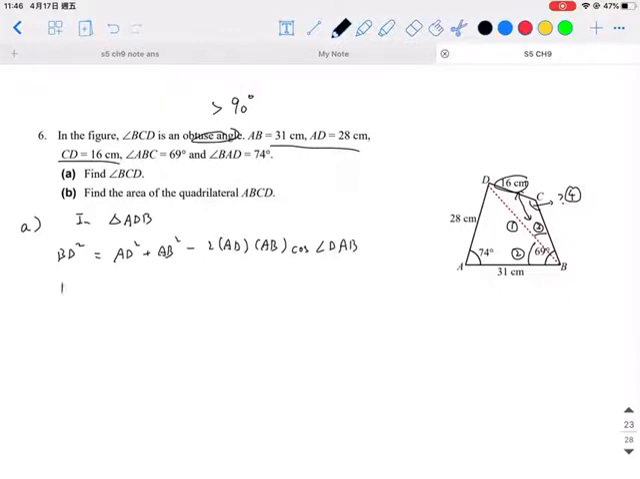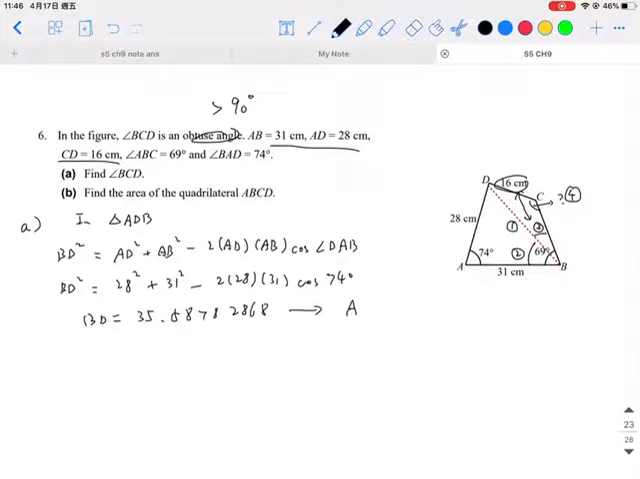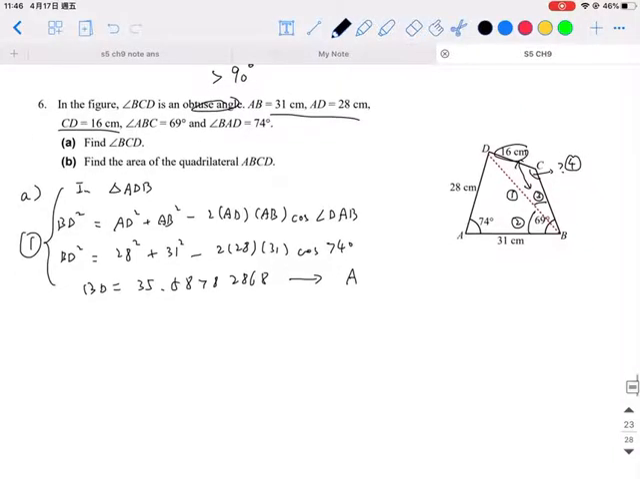And then you can get the answer like this. So you substitute a suitable value in it, and you'll get BD is 35 something. So I can save it in place A. This is the first part. And for the second part, I need to find the angle.